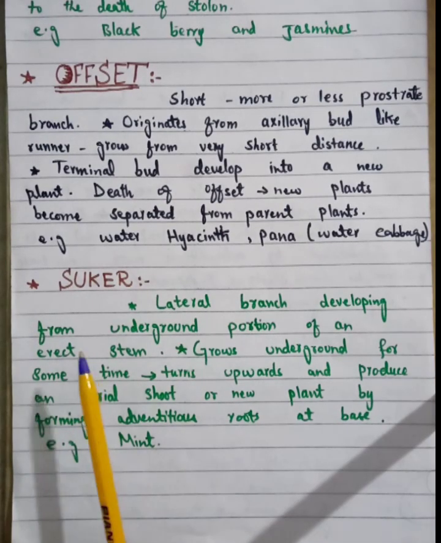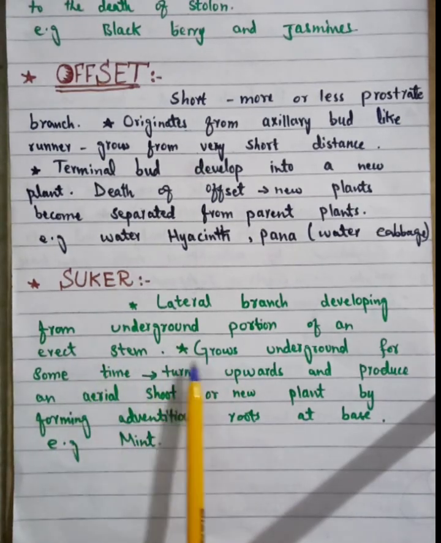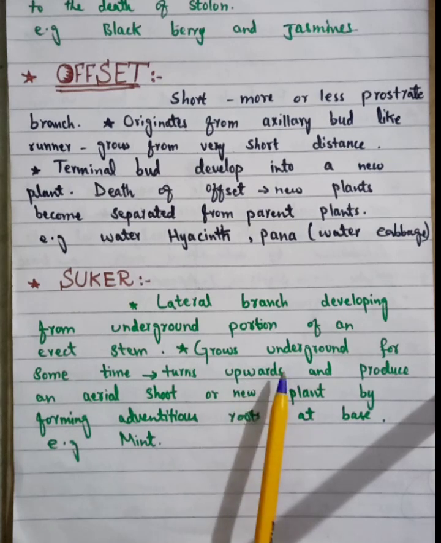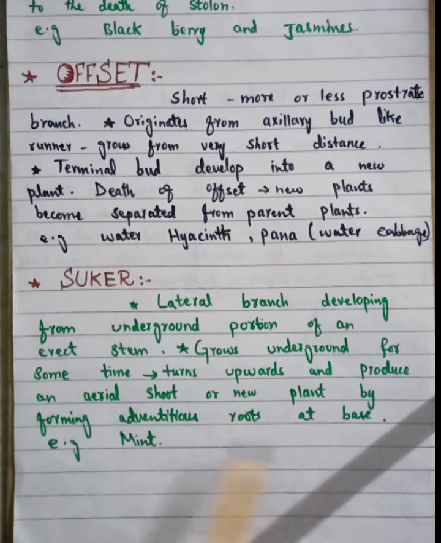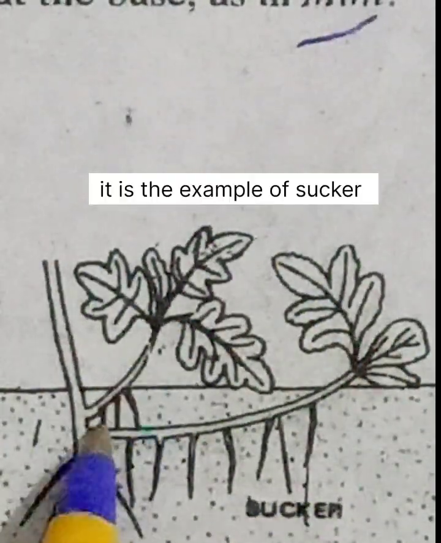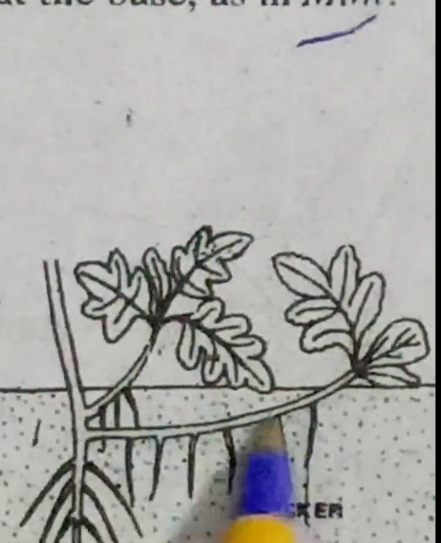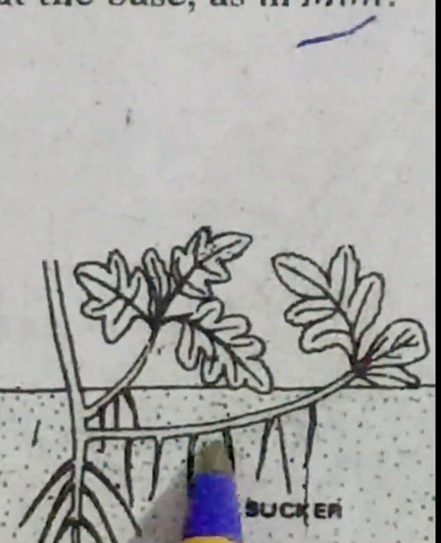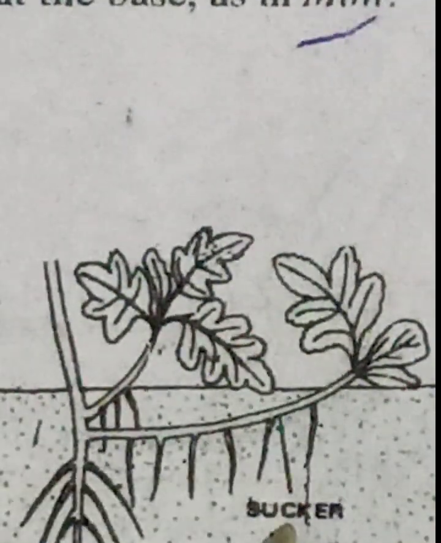The fourth one is the sucker. It is a lateral branch developing from the underground portion of an erect stem. It grows under the ground for some time and then turns upwards and produces an aerial shoot or a new plant by forming adventitious roots at the base. An example is mint. This is the plant of a mint, and the main point is that the lateral branch will grow underground for some time, and after that it will form adventitious roots and a new aerial shoot will be formed. This is the example of the sucker.